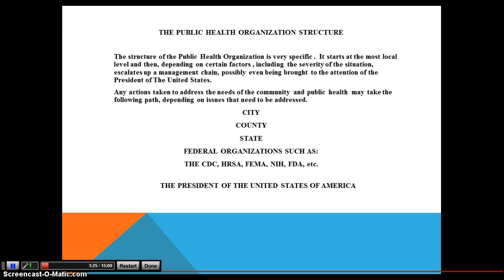The public health organization structure can be very complex and specific. It starts at the most local levels and then, depending on certain factors, including the severity of the situation, escalates up a management chain, possibly even being brought to the attention of the President of the United States. Any actions taken to address the needs of the community and public health may take the following path depending on the issues that need to be addressed: city, county, state, and federal organizations such as the CDC, the HRSA, FEMA, the NIH, FDA, and so on, up to the President of the United States of America.